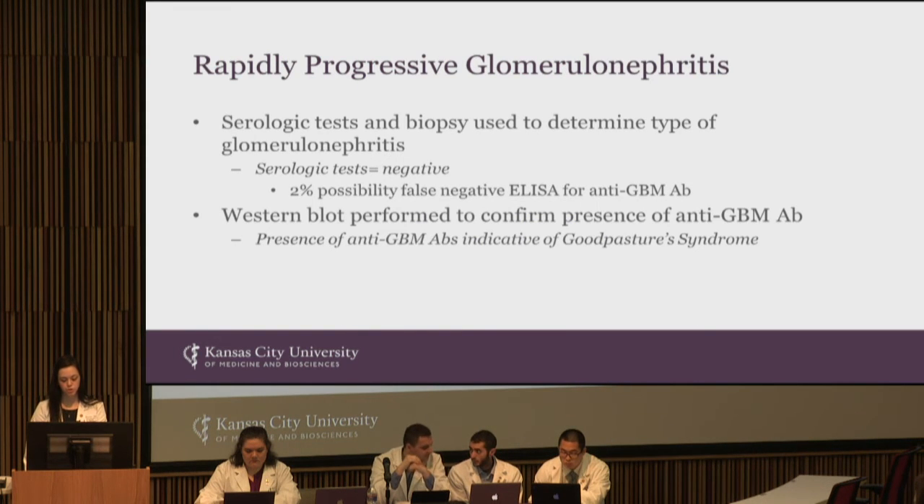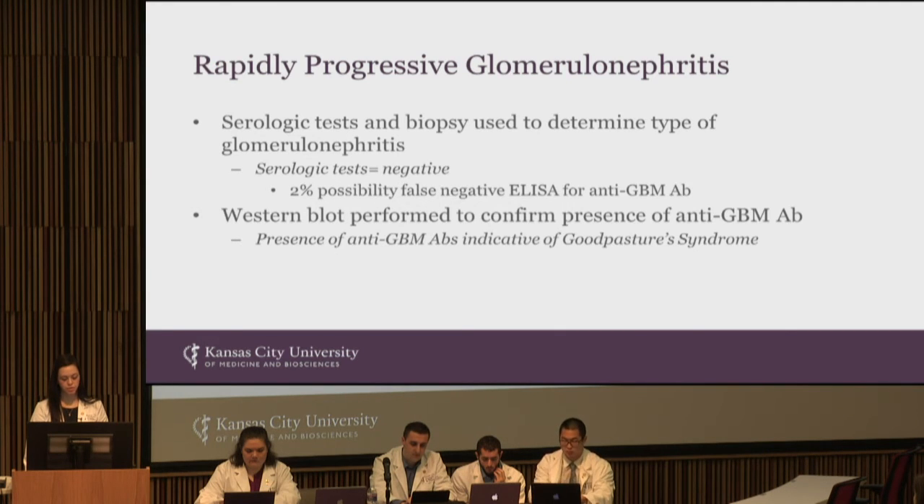For Goodpasture syndrome to be the correct diagnosis, the possibility of a false negative test result needs to be addressed. While a positive c-ANCA can be a good indicator of Goodpasture syndrome, it is not present in all patients. Therefore, while a negative c-ANCA is helpful, it is not necessarily a reliable test for effectively ruling out a possible diagnosis of Goodpasture syndrome.